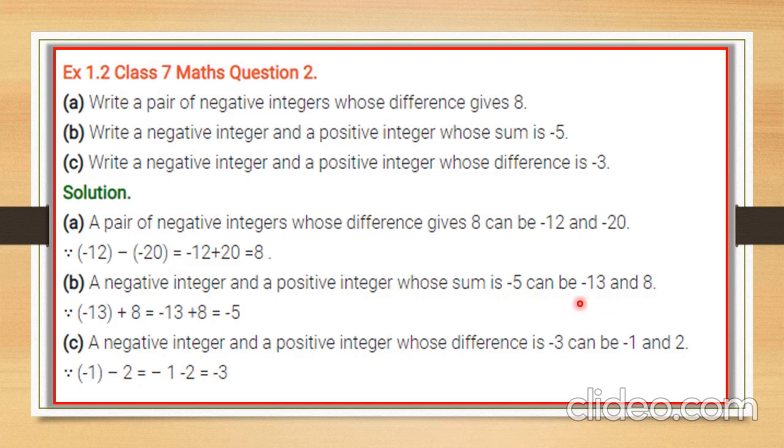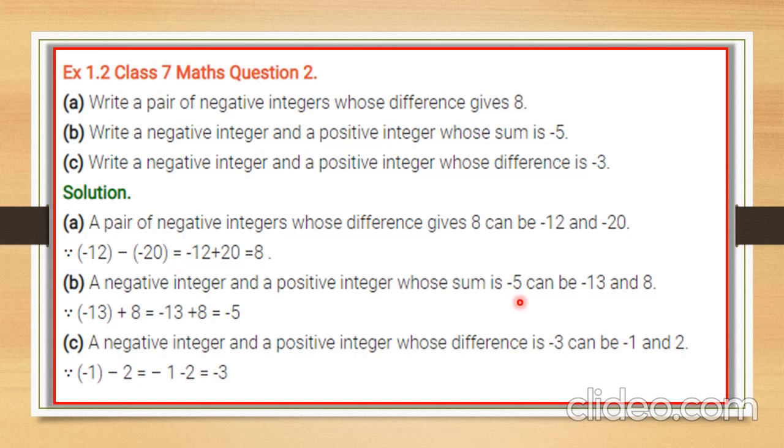So remember, in all the questions we have to find only these two integers, like this, minus 12 and 20 here in A, and here minus 13 and 8. So these two are the integers. So what is asked? One negative integer, one positive integer. So minus 13 is negative and 8 is positive. So here what should you get? You should get minus 5.